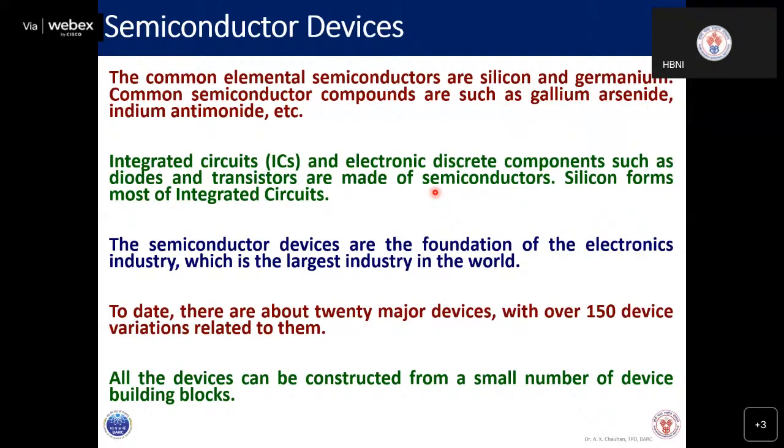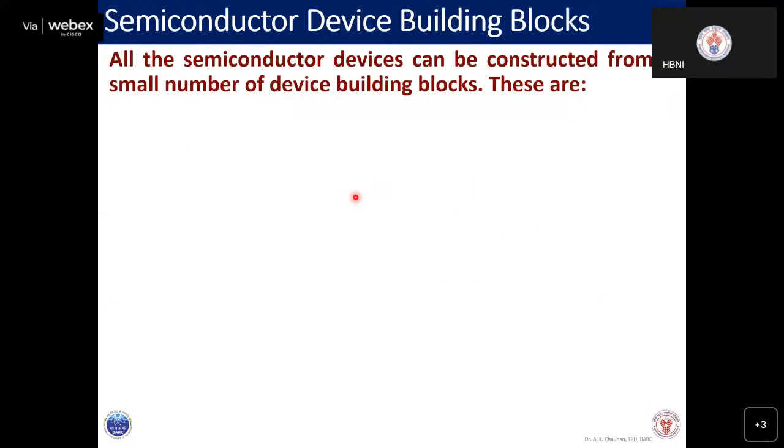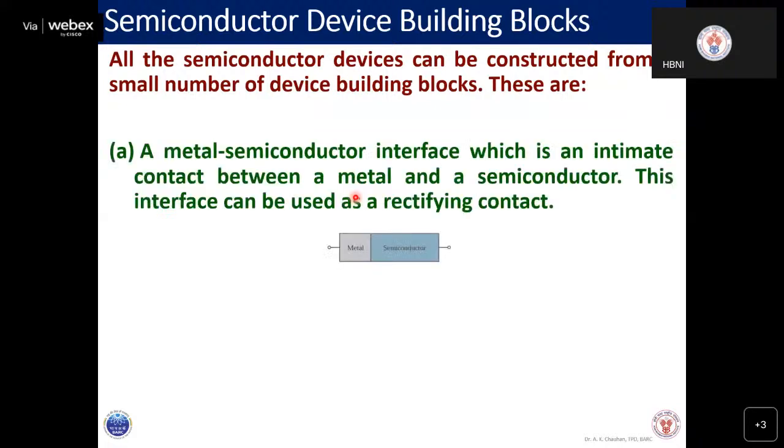So all the devices that can be constructed using semiconductor materials, for any device there are certain building blocks. Using those building blocks, devices are created. So for all the semiconductor devices, there are a certain number of device building blocks. I will explain them one by one.